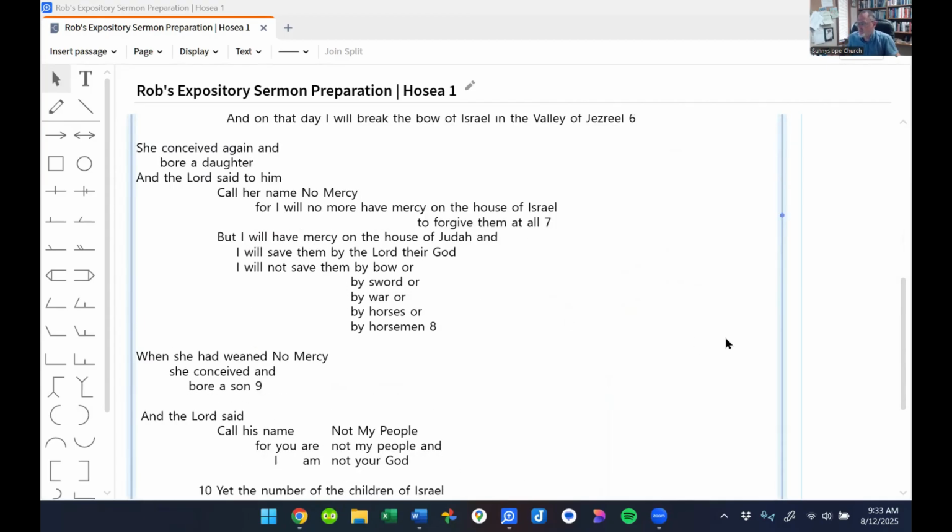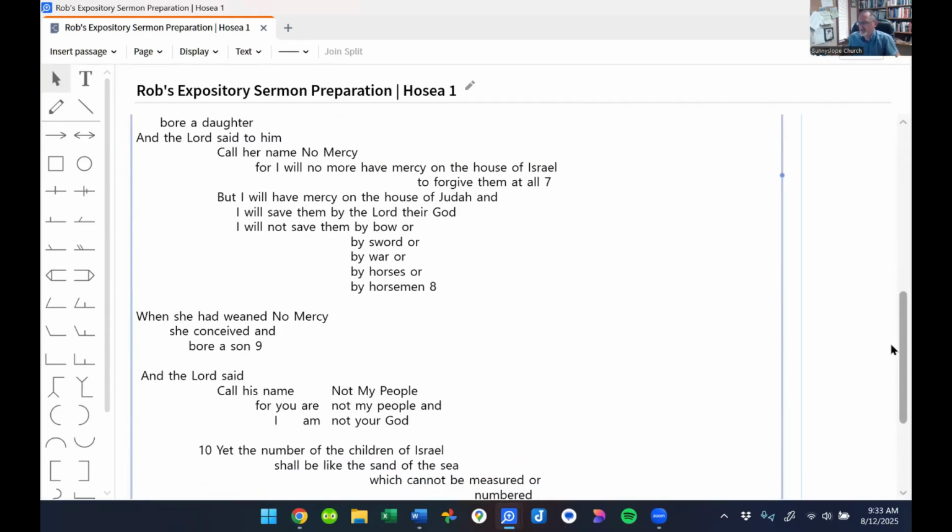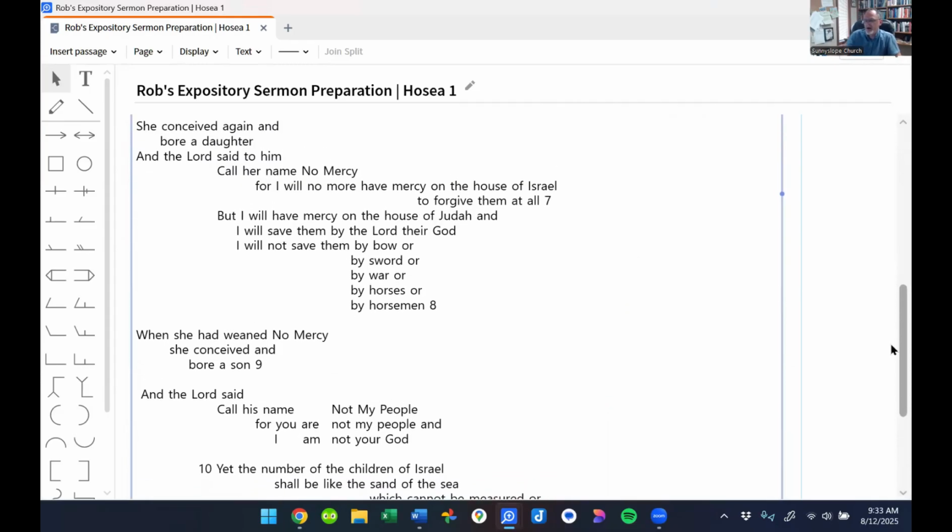Actually, we can look at the second and the third son kind of at the same time because they follow a similar pattern. So again, notice that the pattern is the same, right? She conceived, bore a daughter. The Lord said, "Call her name." She conceived, bore a son. The Lord said, "Call his name." So there's kind of that similar pattern, and that helps us break the text down and see some structure here. But we get different names here.